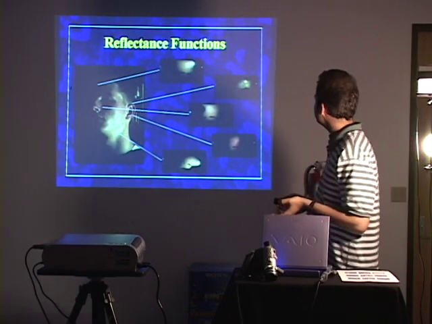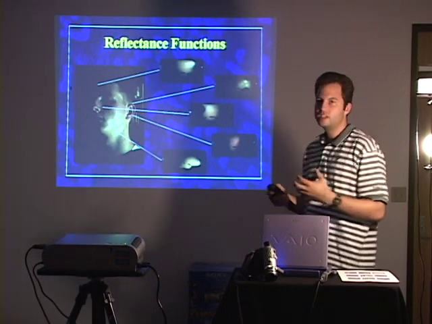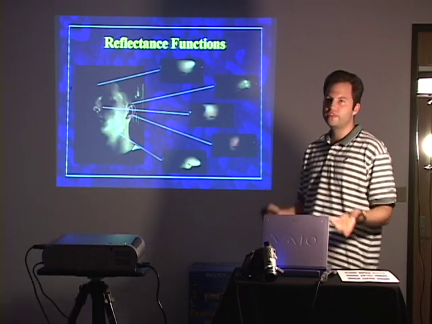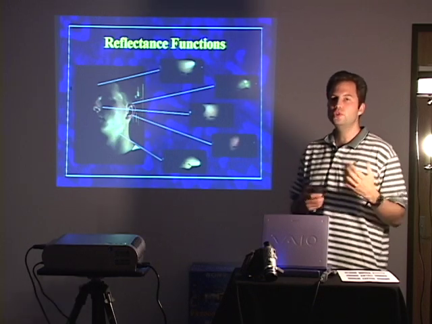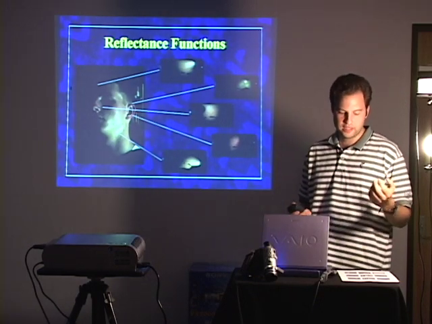So one of the nice things about these reflectance functions is that they implicitly include all of the effects of self-shadowing, of subsurface scattering, and mutual illumination that the face exhibits.